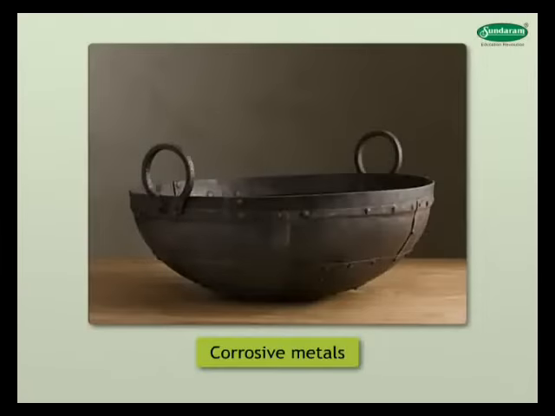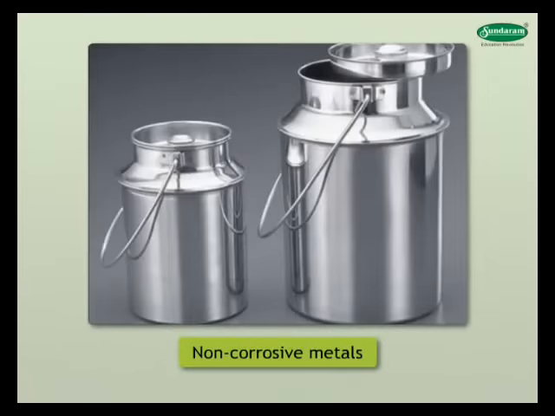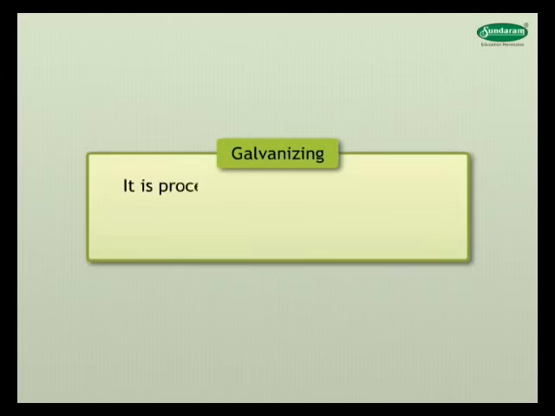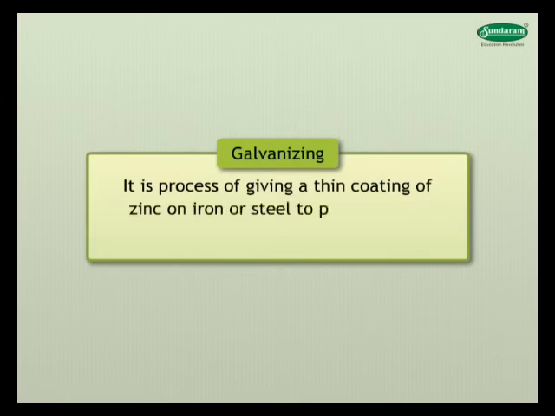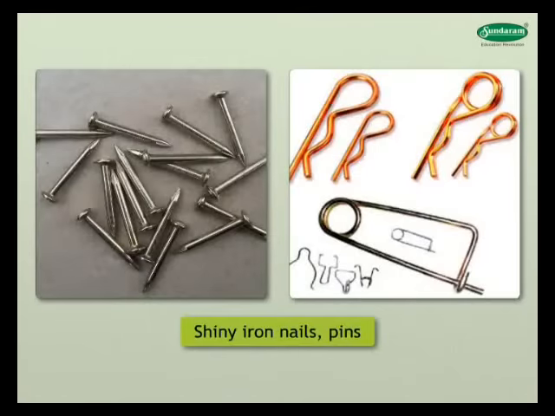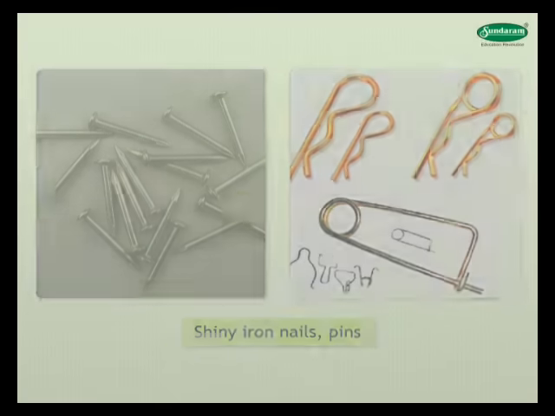Coating of corrosive metals with non-corrosive metals also prevents corrosion. Let us see some of the methods by which metals can be coated with non-corrosive metals. Galvanizing. It is a process of giving a thin coating of zinc on iron or steel to protect them from corrosion. Example, shiny iron nails, pins, etc.